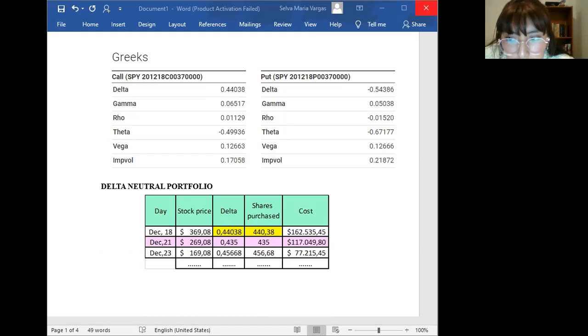Finally, we have the delta neutral portfolio. This strategy is used for multiple positions, which tries to balance the positive and negative deltas, so the overall delta of the asset will be 0. It responds to the market movements for a certain range to bring the net change of the position to 0. So we see this delta, as I said. As time passes, in this case 3 days, we have to buy this amount of shares in order to have a delta of 0.